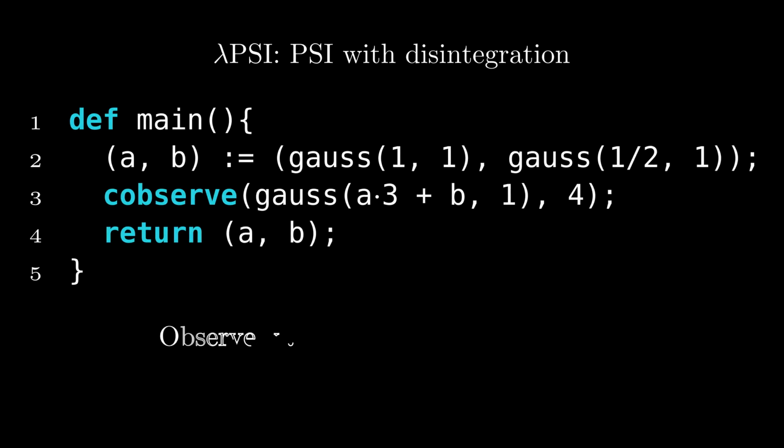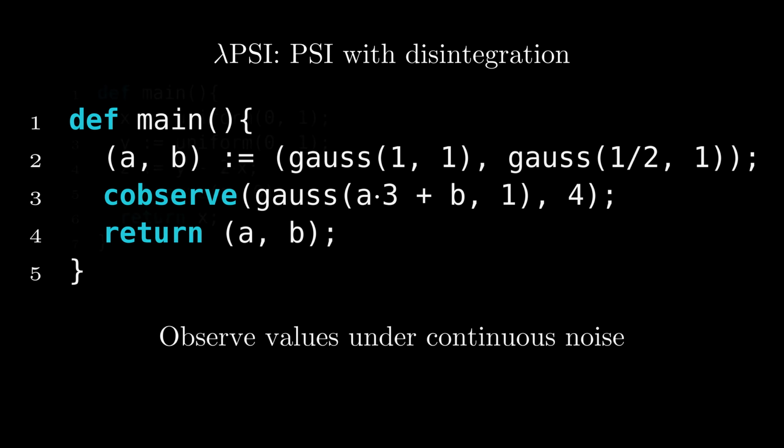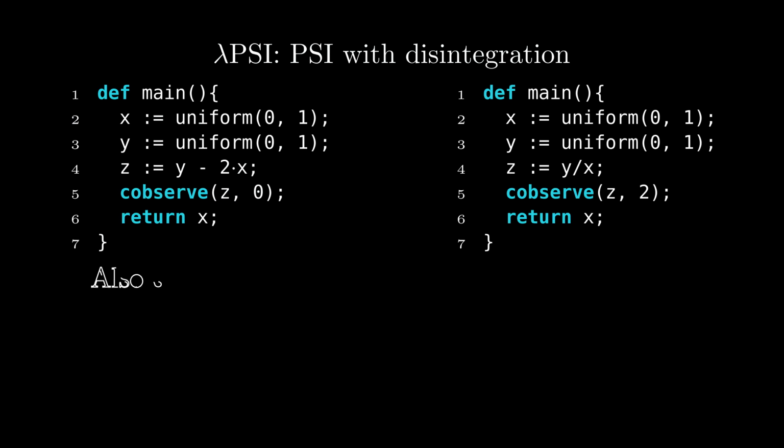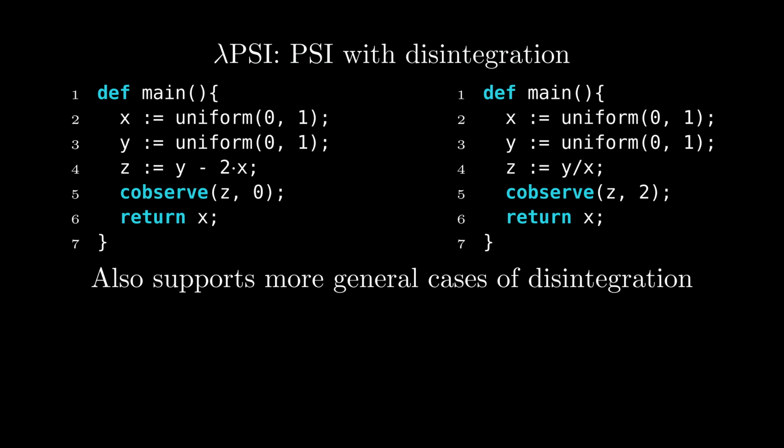λPSI also supports continuous observations. cobserve observes that the first argument, which is expected to have a density, is equal to the second argument. This is an observation of an event with probability 0. Simple cases like this observation with continuous noise can be implemented by a rescaling of the posterior distribution. This is typically supported by probabilistic programming systems. However, λPSI also supports continuous observations where neither of the arguments is directly sampled. This is not commonly supported.